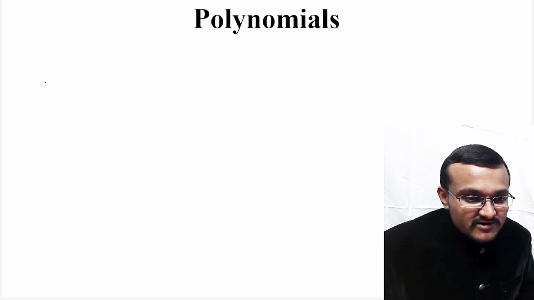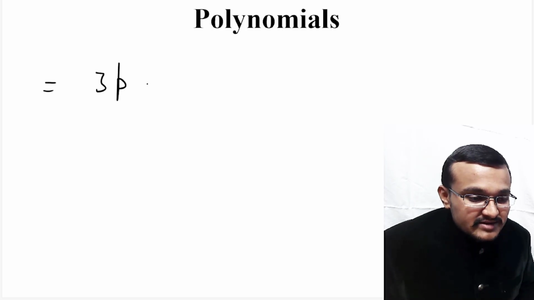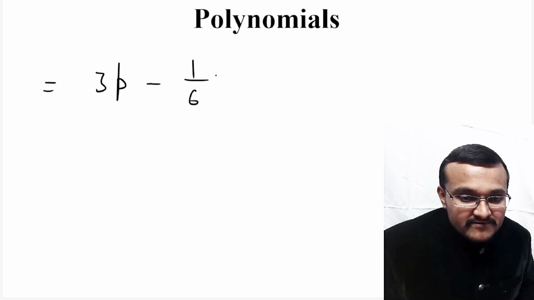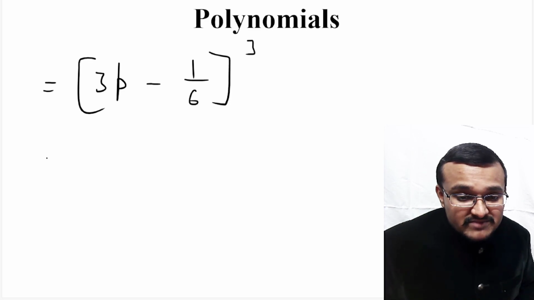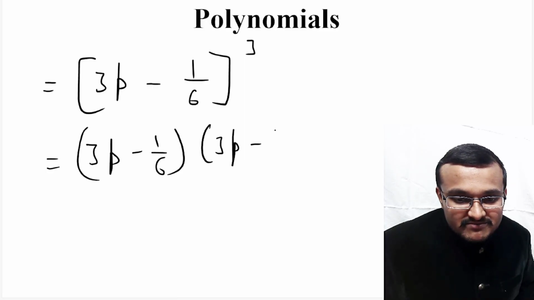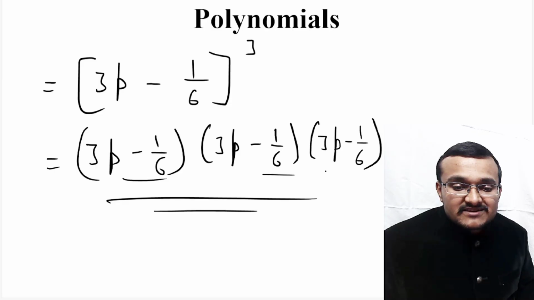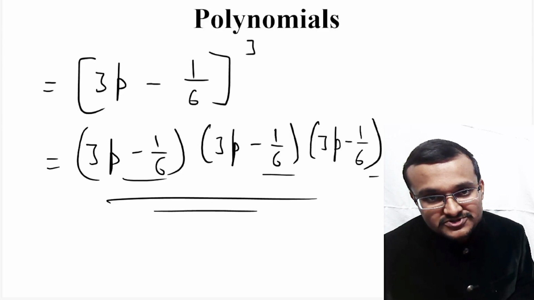Now this is in the form of x minus y whole cube. In the place of x you have 3p. In the place of y you have 1 by 6. So 3p minus 1 by 6 whole cube is the answer. This you can write as 3p minus 1 by 6 into 3p minus 1 by 6 into 3p minus 1 by 6. So these are the factors of this fifth question in the 8th question.